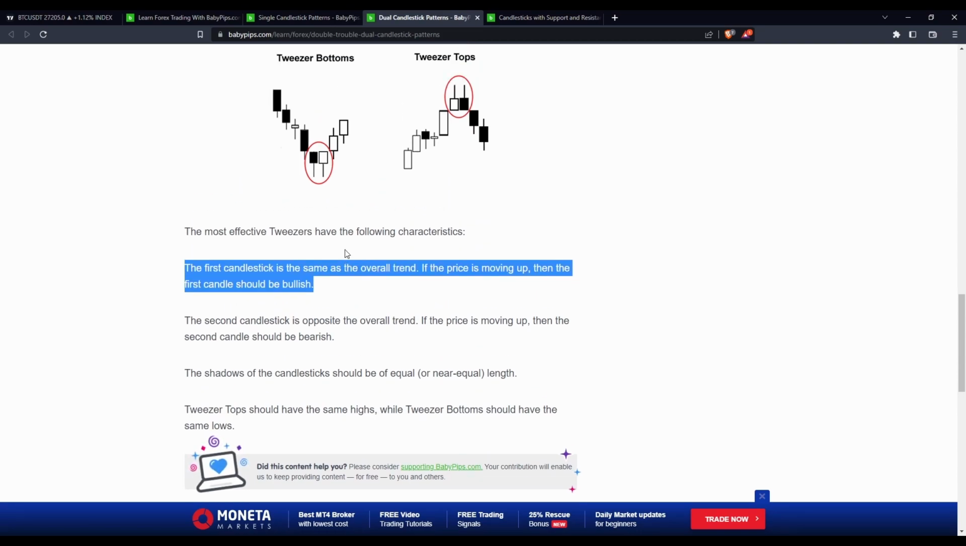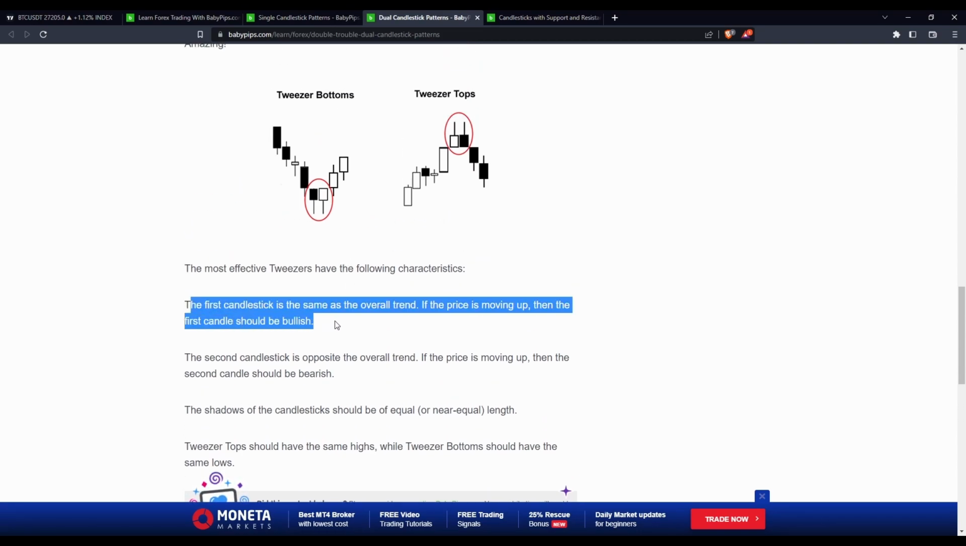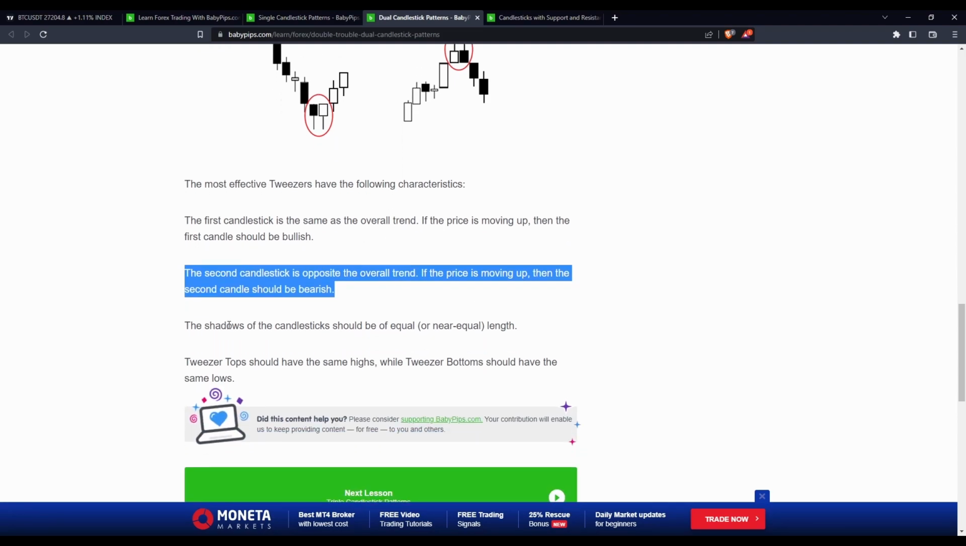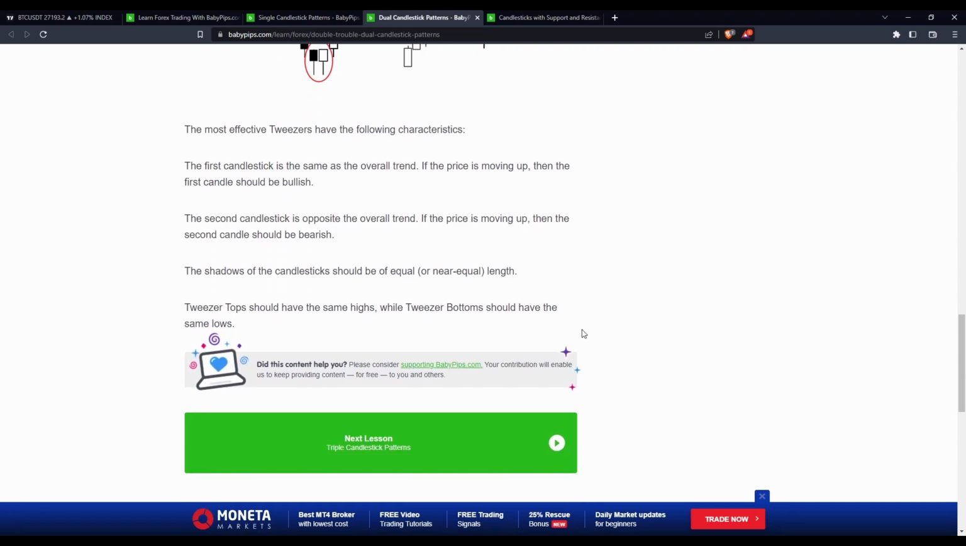The first candle is the same as the overall trend. If price is moving up, then the first candle should be bullish. Okay, we see that over here, a bullish candle. The second candle is opposite to the overall trend. If the trend is moving up, then the next candle will be bearish, right? So the shadow or the wick of the candles should be equal or near equal length. That's interesting.